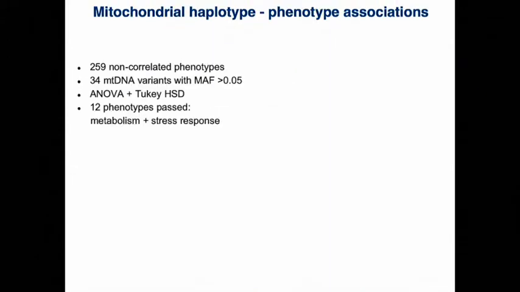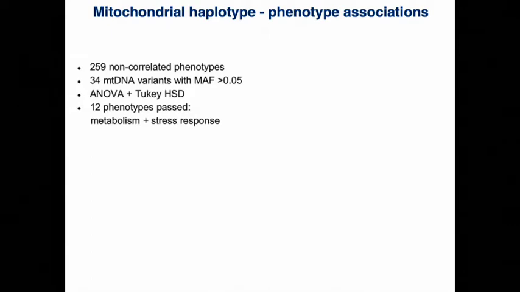And then finally, of course, we were also interested to see, summarizing now the overall study, the main goal was to see whether we now could actually relate mitochondrial DNA variation to phenotypic variation. And so for that, we assembled a set of 259 non-correlated phenotypes which had already been gathered for the DGRP. We considered 34 mitochondrial DNA variants with a minor allele frequency larger than 5% in this case, and then linked this to the haplotypes as well.